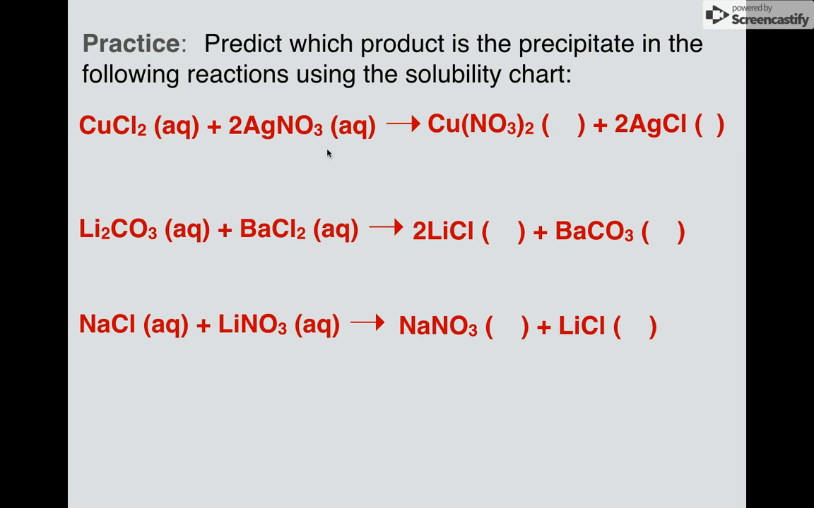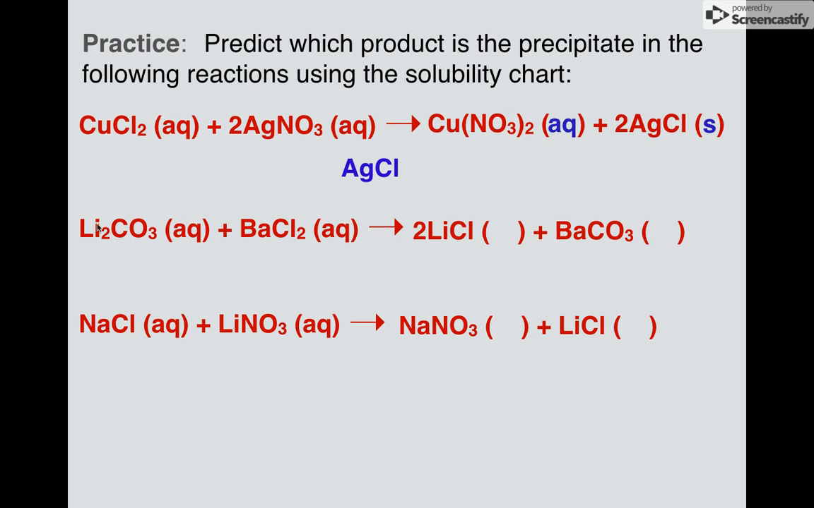Just like these are all AQs, we want to know how many of these are going to be S's and AQs. So look up this: I've got copper 2 nitrate. Look up copper 2 nitrate on your solubility chart. That is aqueous. What about silver chloride? That is a solid. So guess what? This actually happens. This is a reaction. If I mix these two things together, I'm going to be making this. And so AgCl is your precipitate.